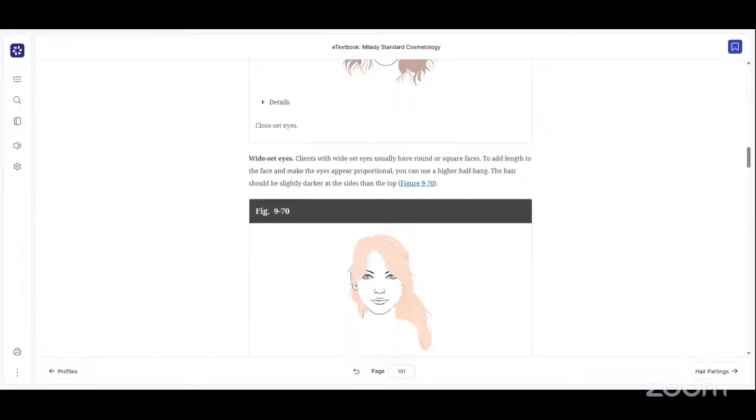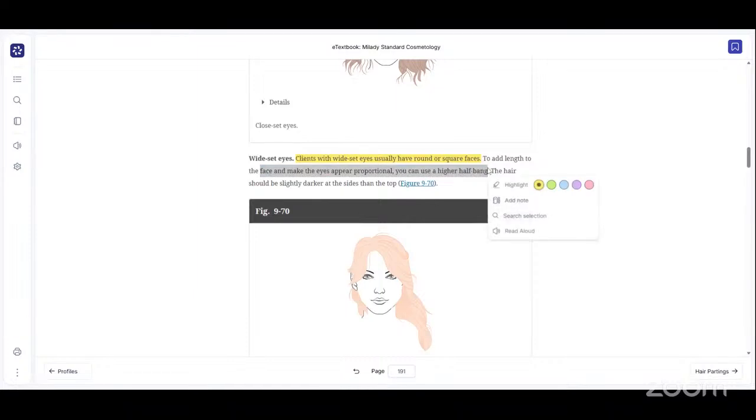Wide set eyes, clients with wide set eyes usually have a round or square face. So as we stated before, round or square face. Okay. To add length to the face and make the eyes appear proportioned. That's what we want to do. That's the whole objective. A higher half bang.